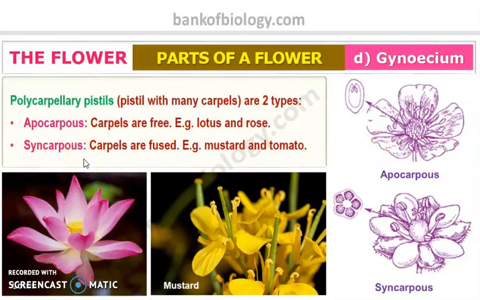And what is syncarpus? Again the opposite of that. When the carpels are fused, as in mustard and tomato. So when we see the carpels fused together, it is called syncarpus pistil. You can see it here. This is the ovary, and in the apocarpus condition the carpels will be free, not attached. In the syncarpus condition, the carpels are fused together. You can see they have shown it. Examples are mustard and tomato.